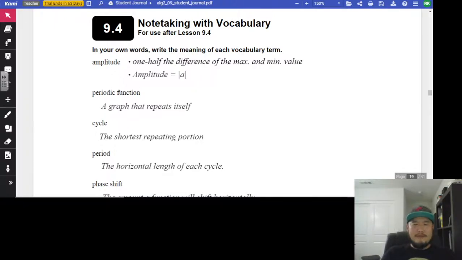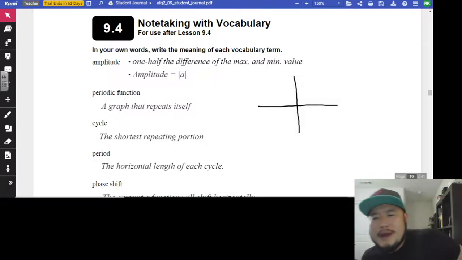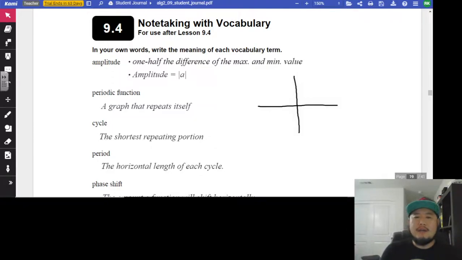We talked about first off the amplitude. Now, I gave you a little equation there telling you how to find the amplitude. It's 1/2 the difference of the maximum and minimum value. Well, the maximum and minimum is based off of, let's go ahead and start right here.